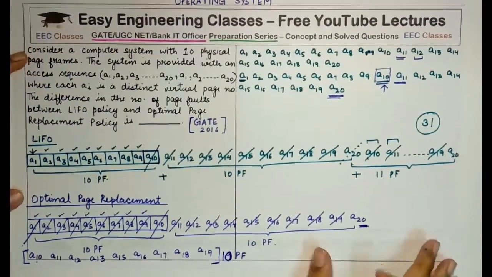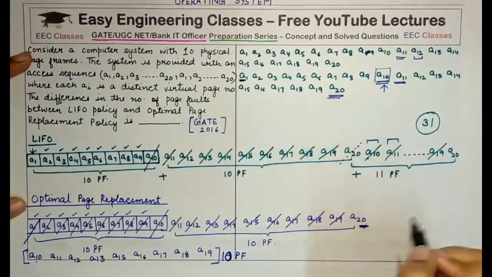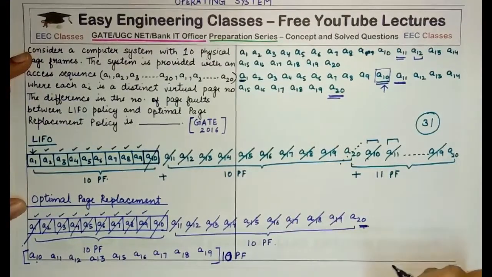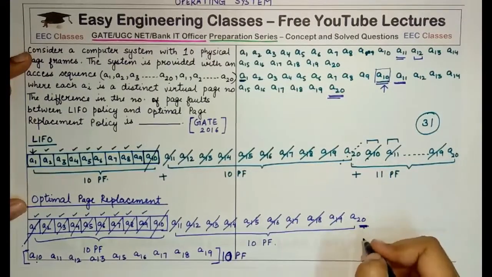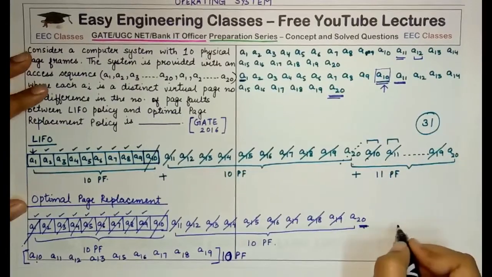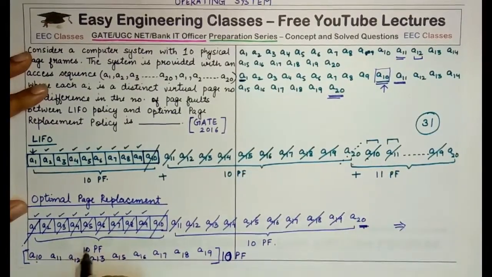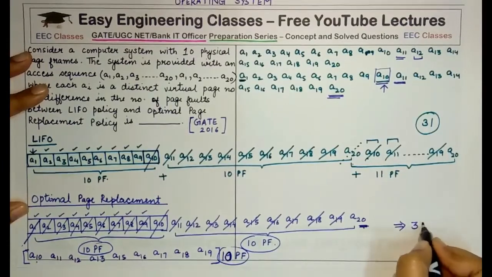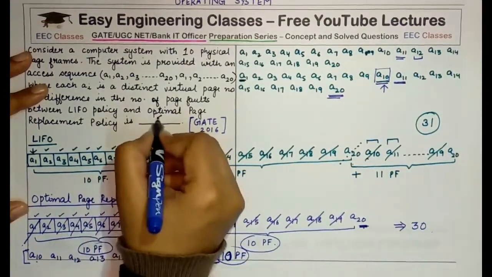So when I come to A20, A20 is already present. We do not need to replace any other page, and there is no other page fault. So the total page fault here is 10. This 10 plus this 10 plus this 10 is 30. So the difference that would come out would be 1.